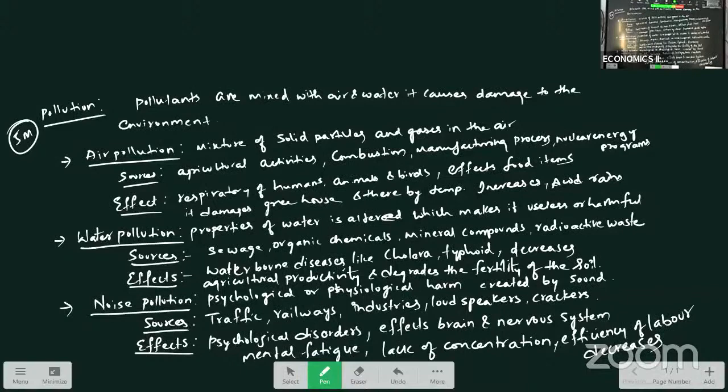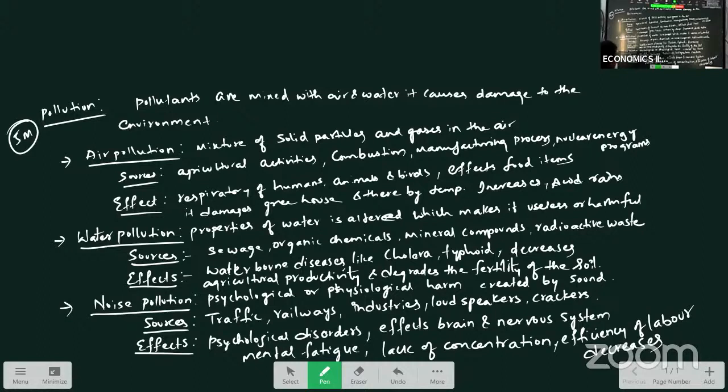Okay, the sources of water pollution are sewage, organic chemicals, mineral compounds, and radioactive waste. The effects of water pollution are it causes waterborne diseases like cholera, typhoid, and all. It decreases agricultural productivity. See, in agriculture, we use water. When water is of not good quality, it decreases the agricultural productivity. Also degrades the fertility of the soil.